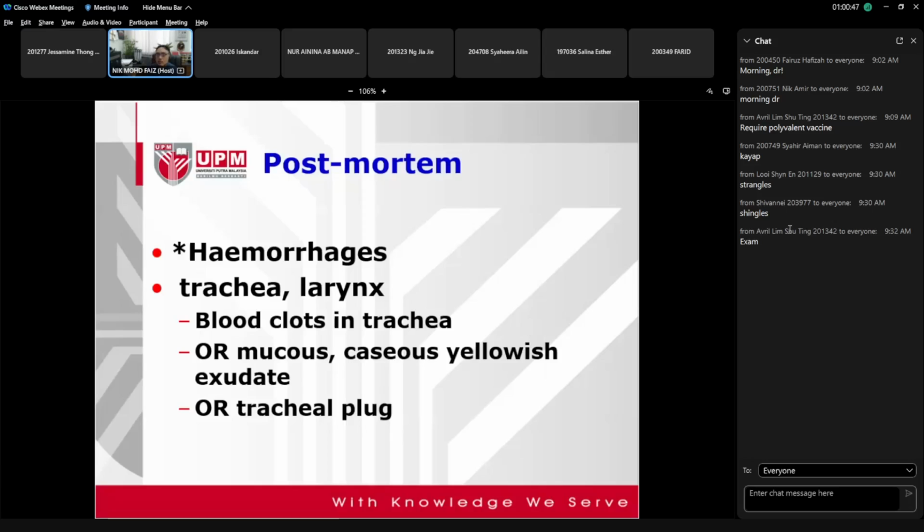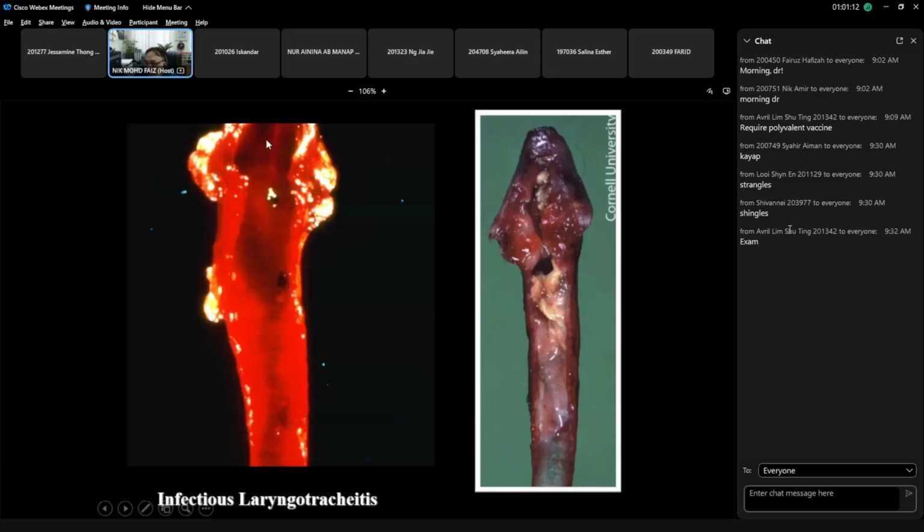In postmortem, it's quite easy to diagnose ILT. You expect to see hemorrhages of the trachea. Not just hemorrhages like merah-merah, but literally blood in the trachea. Blood clots in the trachea, or mucus, or caseous yellowish exudate, which we call the tracheal plaque because they plug the trachea. Like this. Blood in the trachea, like fresh blood, a blood clot in the trachea. And then imagine this one: penuh dengan caseous material in the trachea.